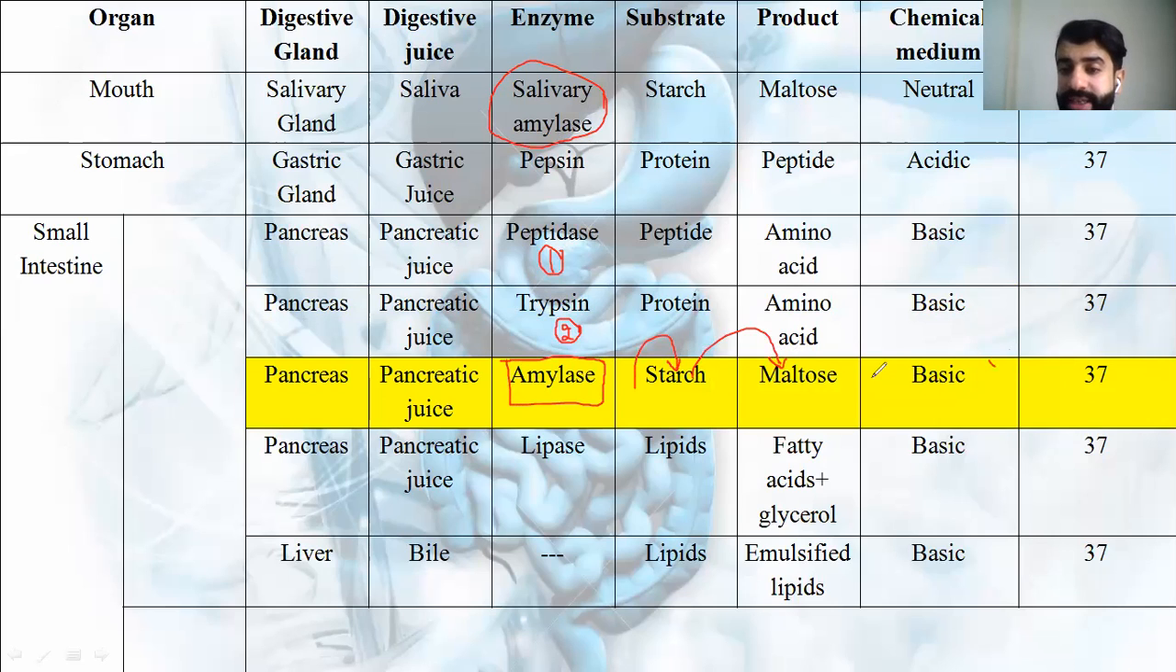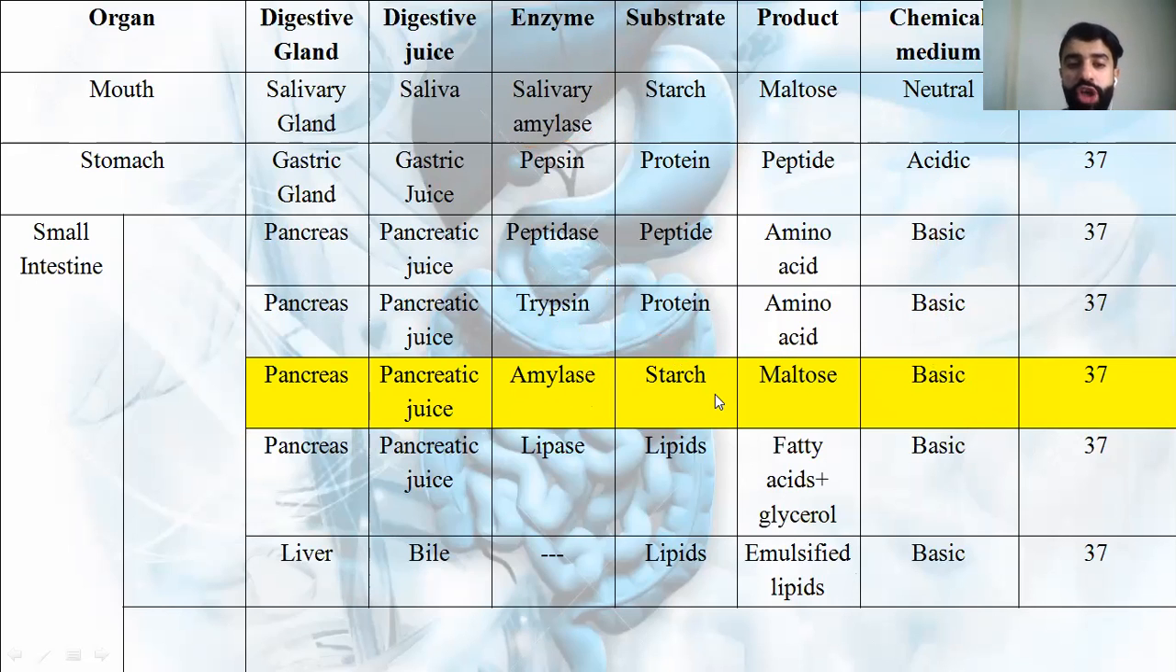But here the medium is basic, while here the medium is neutral. So this is a salivary amylase, and here it's amylase only. Here it's neutral, while here it's basic. Both of them work on the same substrate and give the same product, which is maltose, a sugar. But salivary amylase works at the level of the mouth, where the medium is neutral, while the amylase works at the level of the small intestine, and the medium is basic. Temperature is 37 degrees Celsius.